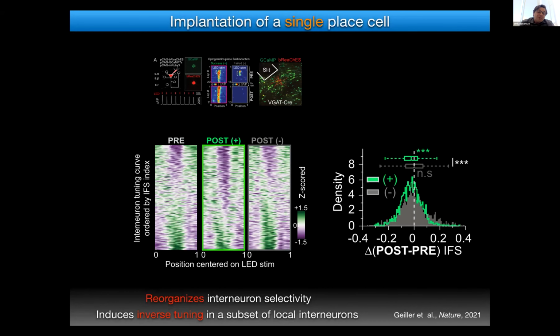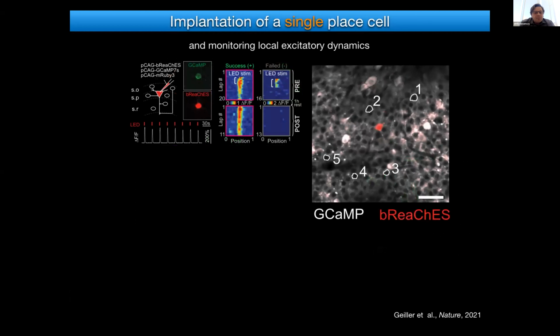But that still raises the next question: how is it possible that a single cell can have such a robust effect on interneurons that leads to reorganization in the inhibitory network? So to address this, Tristan induced the place field in a single pyramidal cell and imaged the activity of all the surrounding other pyramidal cells.